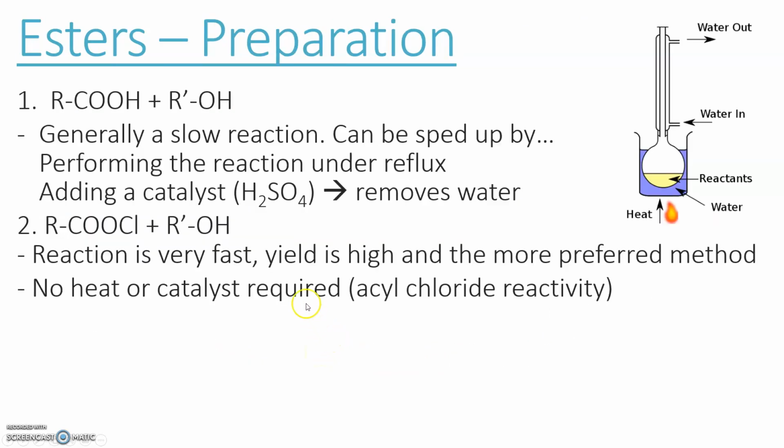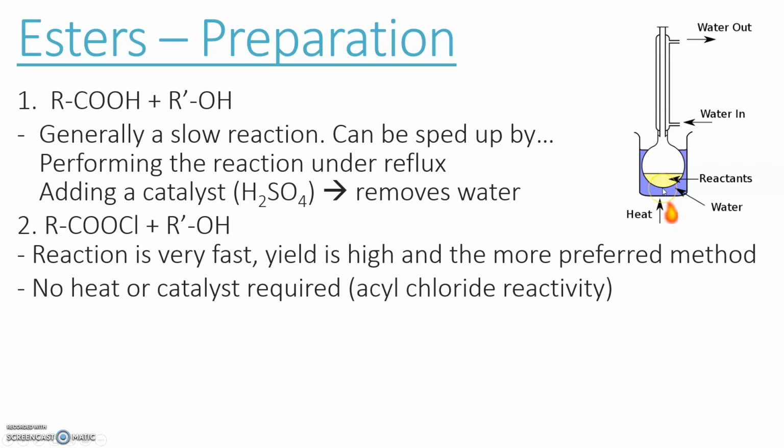Okay, the reaction between a carboxylic acid and an alcohol to produce an ester is a pretty slow reaction, so we generally speed it up by performing the reaction under reflux and adding a catalyst such as sulfuric acid. So just a reminder of what reflux is. It's a way of adding heat without losing our reactants, because as we add heat, as we said earlier, esters have a relatively low boiling point.